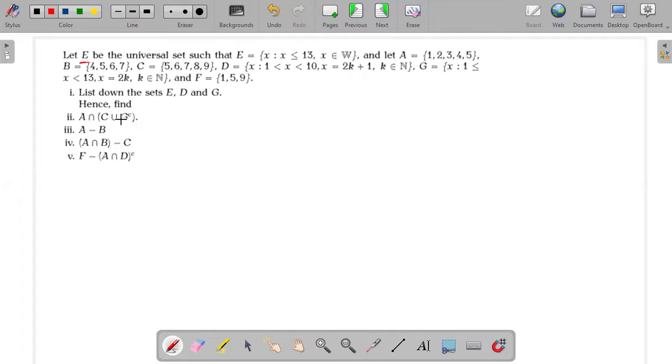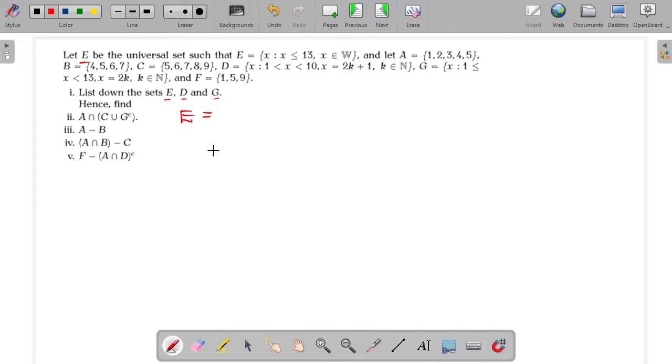Now the first question they're asking us to do is to list. We must list the set E, that is the universal set, and then D and G. So listing these out, what are we going to get? We have the set E, defined as the set of all x such that x is less than or equal to 13, and x is a whole number. Whole numbers are just natural numbers, but they include zero.